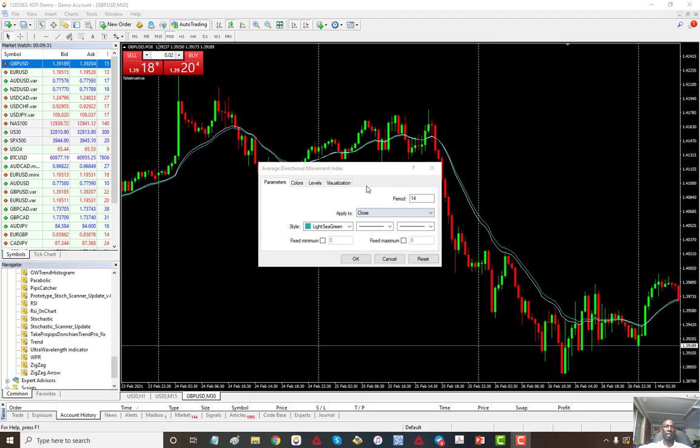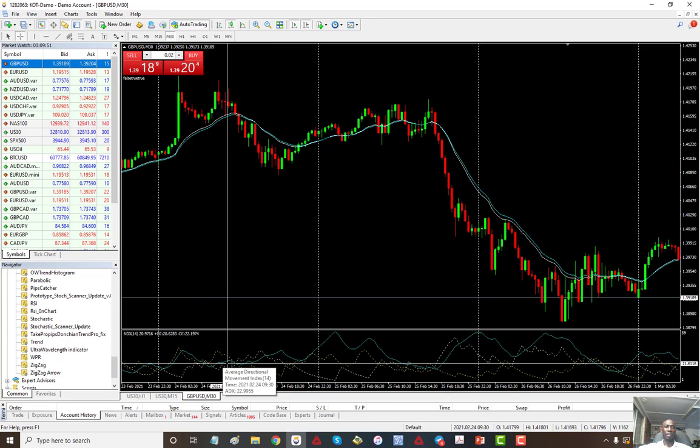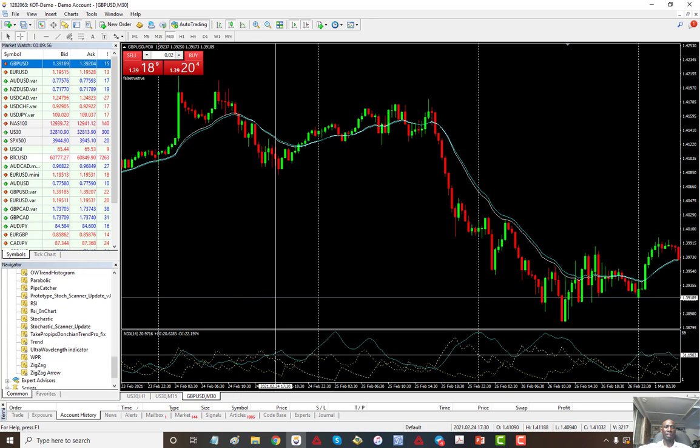So here we have ADX with the period 14. So we're going to use it as default. Just click OK, and you have your ADX here. The ADX tells you the strength in the market. It doesn't give you the direction where the market is going, but you can use it to see. And normally when the value for the ADX is below 25, it's not trending. When it's above, then you can see the trend.